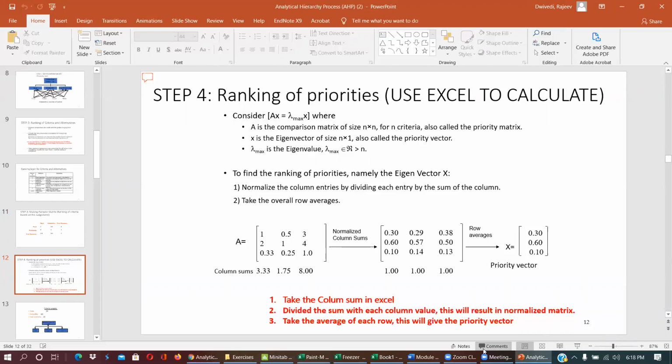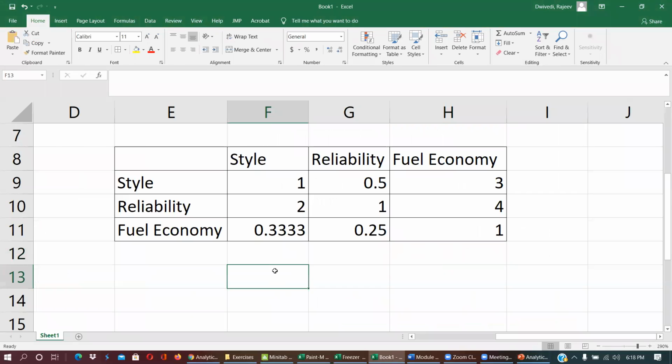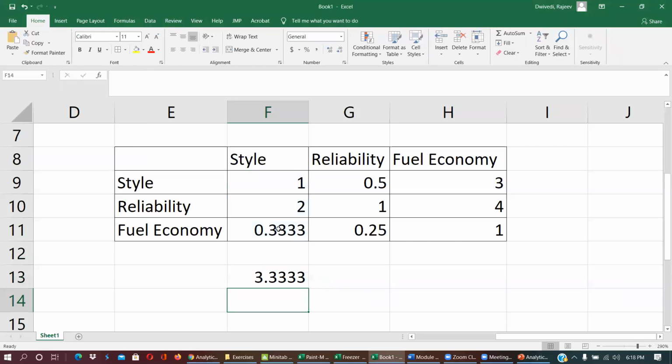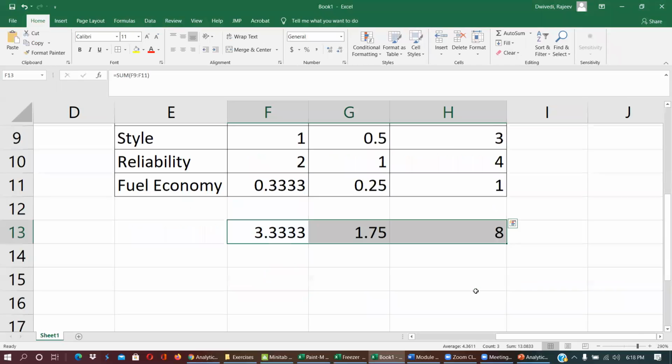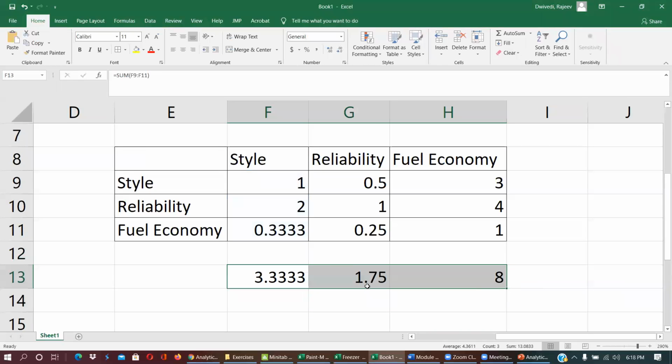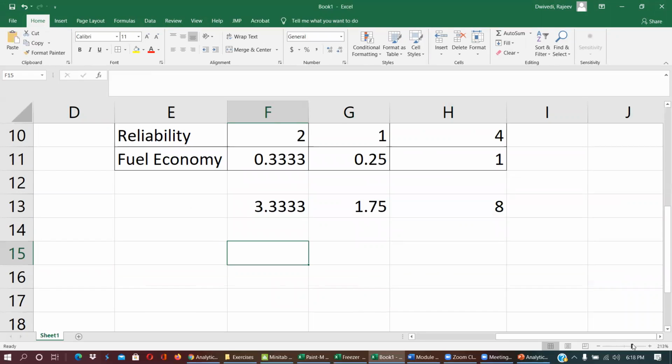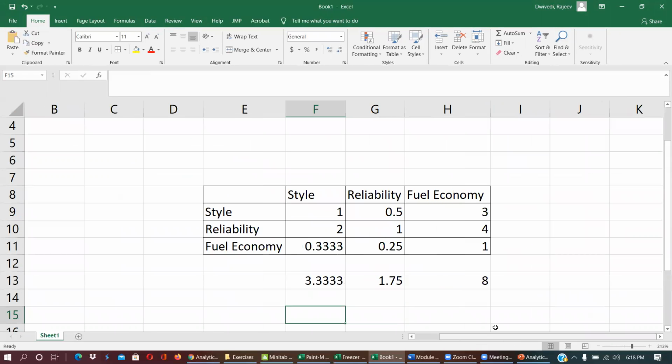Now, so I'm just going to do the sum. So this is for all three. Now what do I have to do? This has to be divided by this, so I'm going to make a new matrix here that you can clearly see.